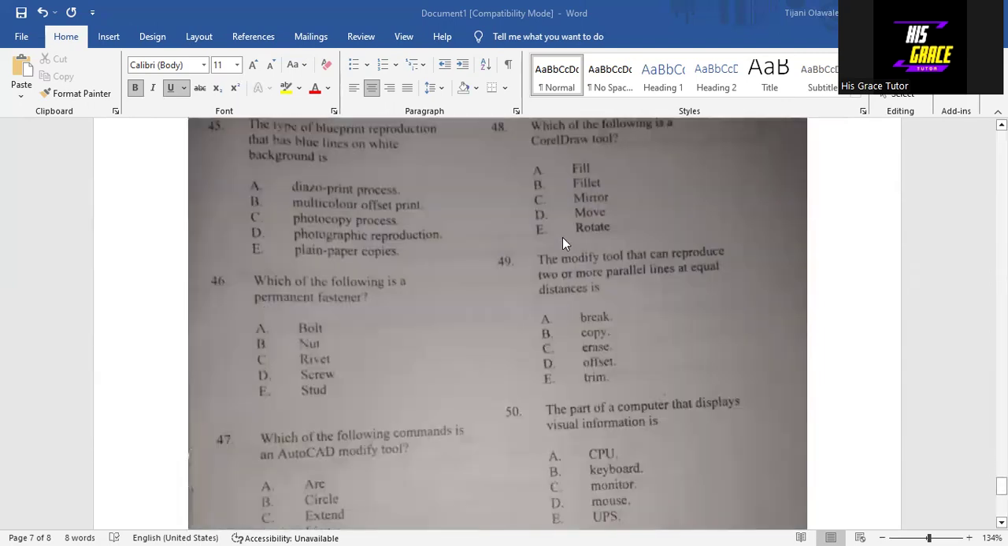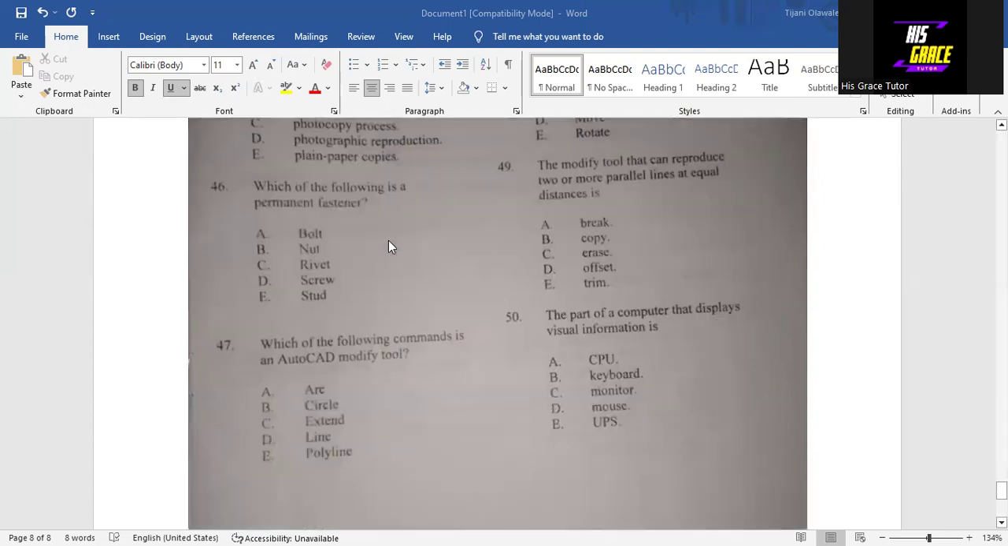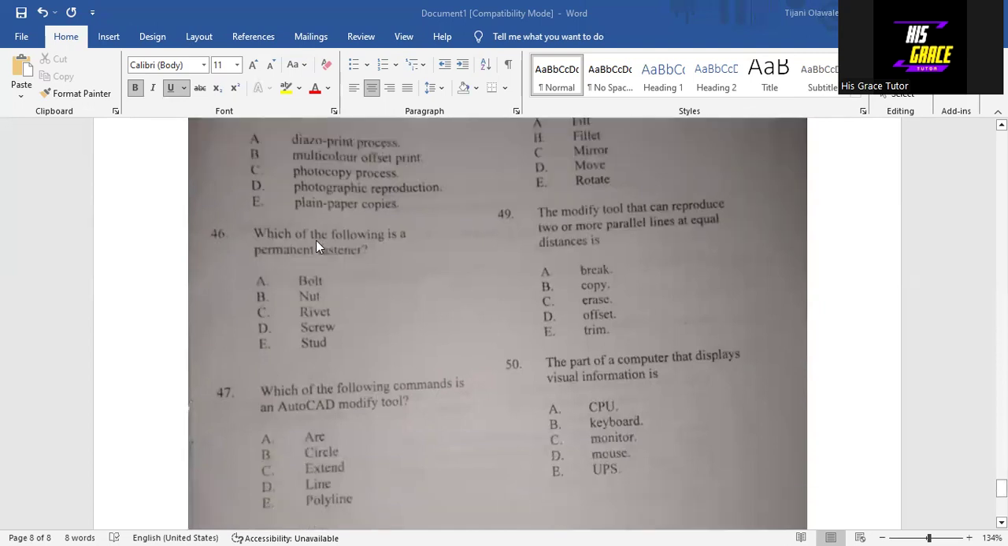Then we move to question 45, which says that the type of blueprint reproduction that has blue lines on white background is a dazzle print process. That's option A is the answer to that question. Question 46, which of the following is a permanent fastener? So the answer to the question is rivet. Option C is the answer to the question.